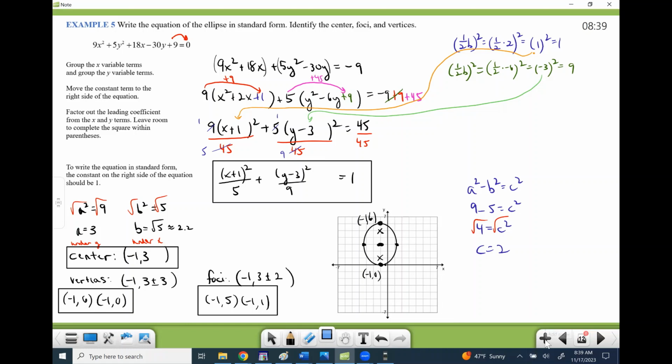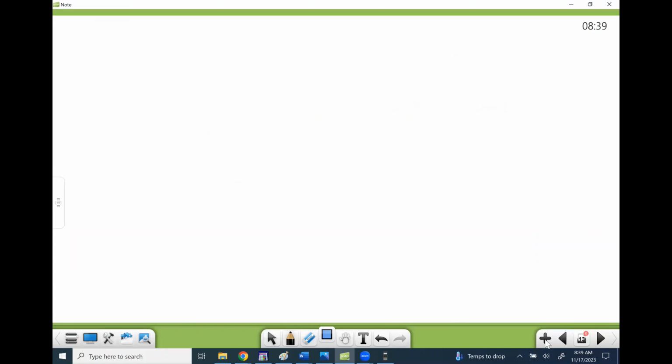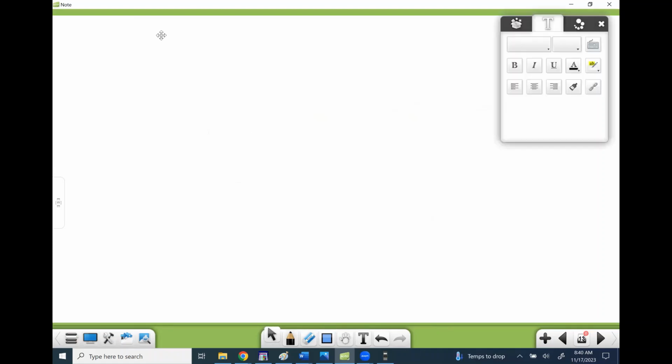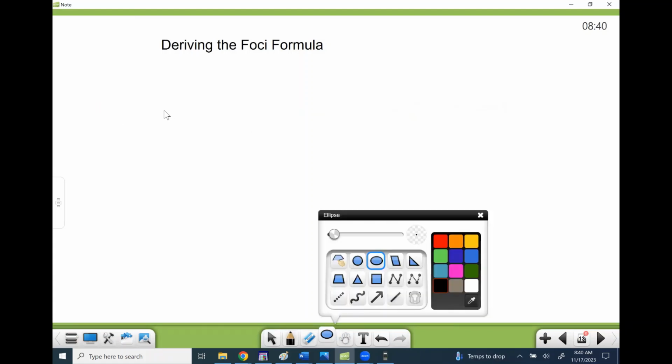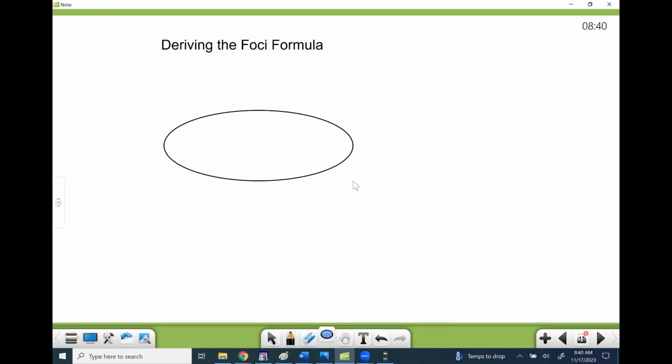Okay, let's just take a minute to talk about that foci formula. Why is it a squared minus b squared equals c squared, right? Deriving the foci formula. Now, when we watched that video, what he noted was that the string was the length of the major axis. He said it a few times. He even pulled the string off.